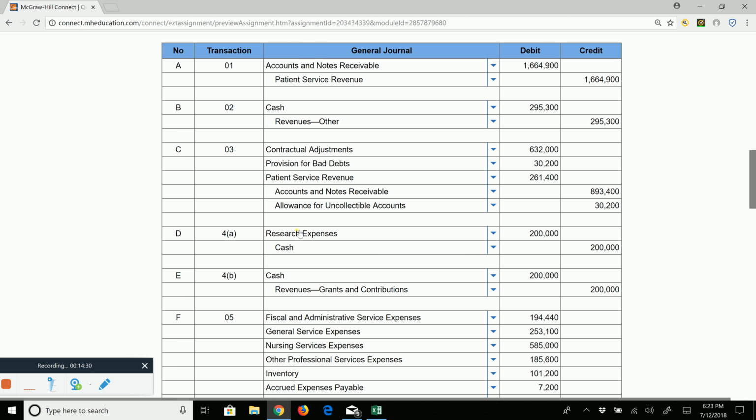First, we're going to debit the research expense and credit cash for the $200,000, and only the $200,000, not the full $350. Only the $200,000 is recorded as a revenue. Debit cash, credit revenue.